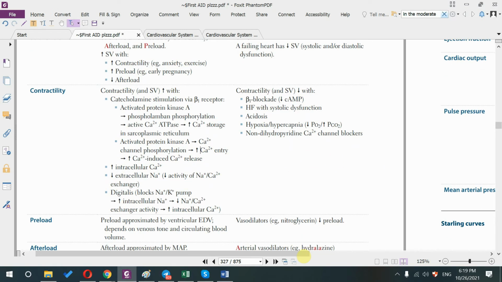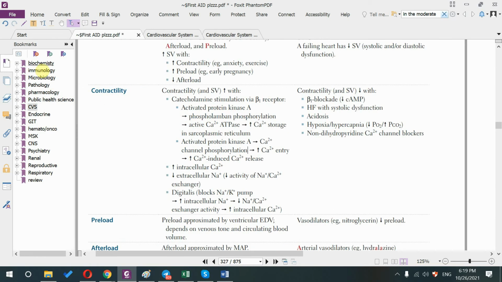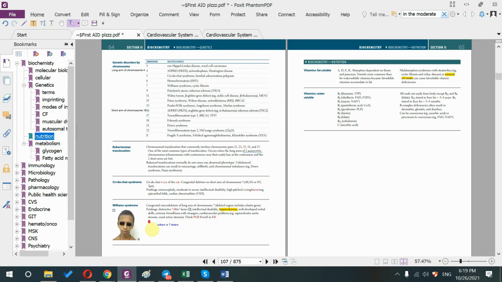Okay, contractility. Well, we said if you have higher contractility, your stroke volume will go up. Correct. So contractility and stroke volume increase with the following. Remember when we spoke about anxiety? And what was mediating anxiety? Epinephrine. Correct. So epinephrine is an example of catecholamines. Correct. Catecholamines come from which amino acid? They love to ask this question, guys. Phenylalanine. Correct. So if you forget, guys, you have to go to the biochem metabolism chapter and go down here.